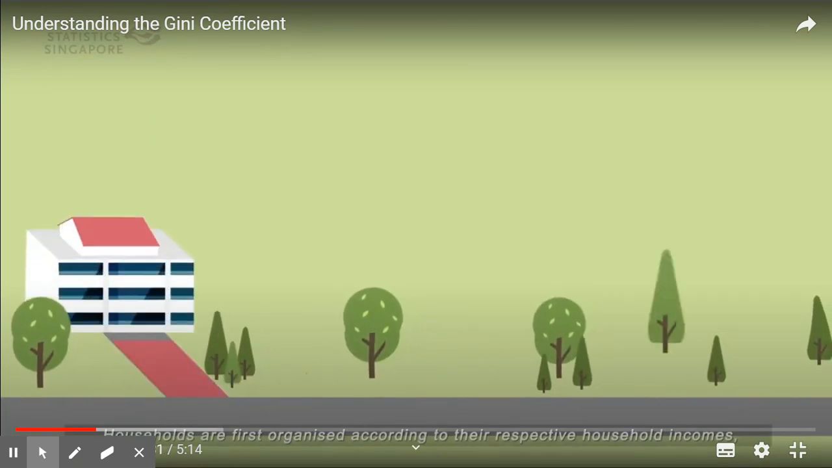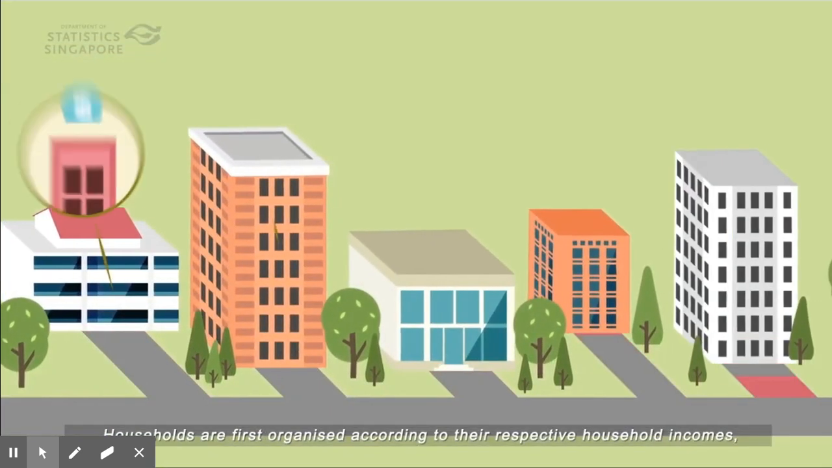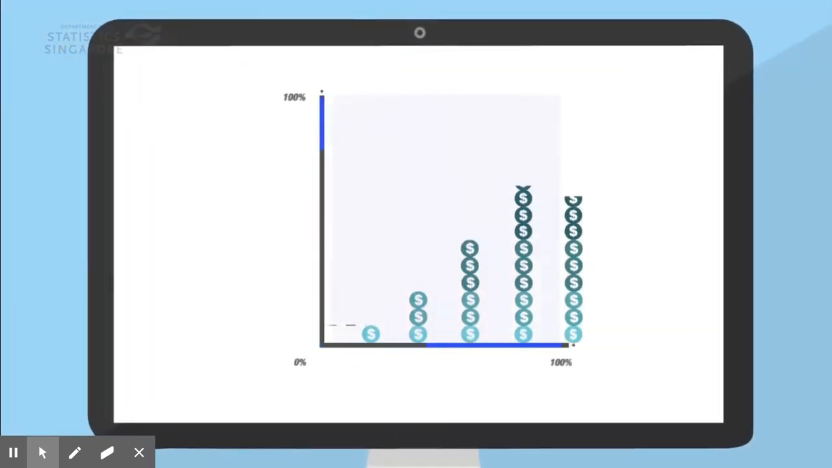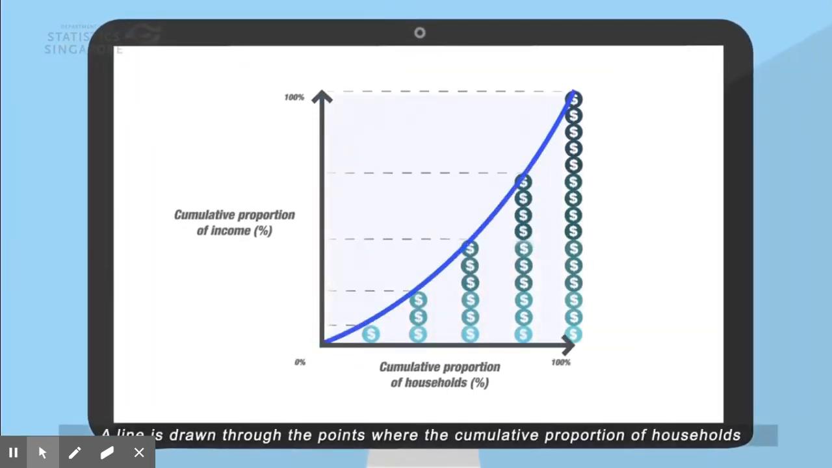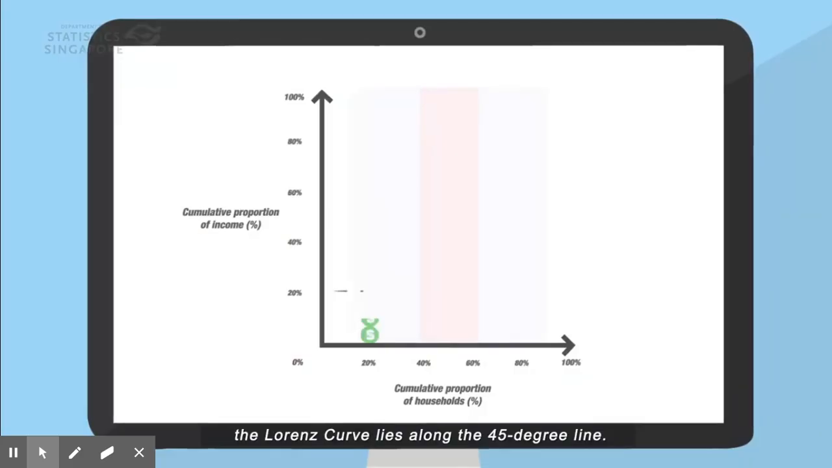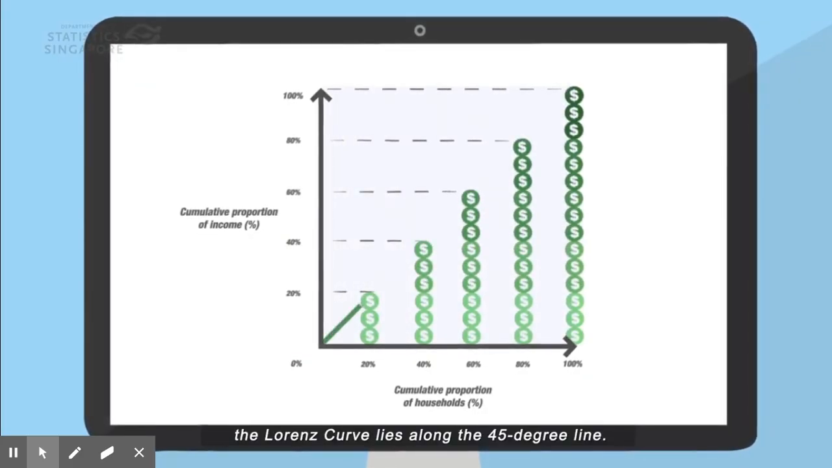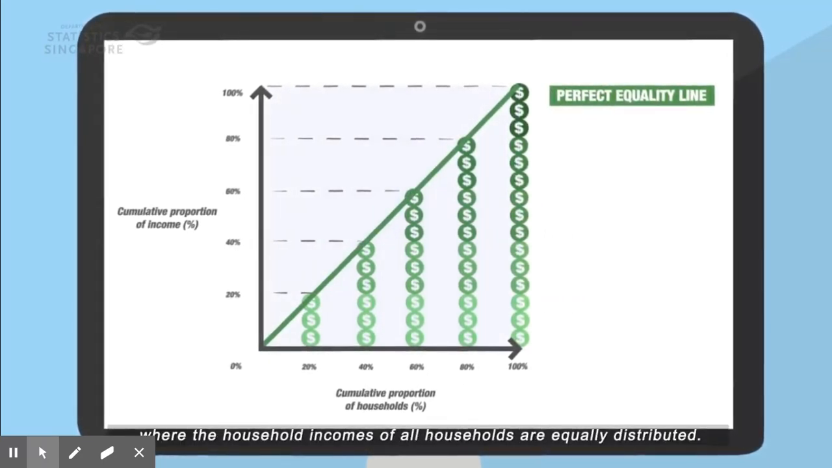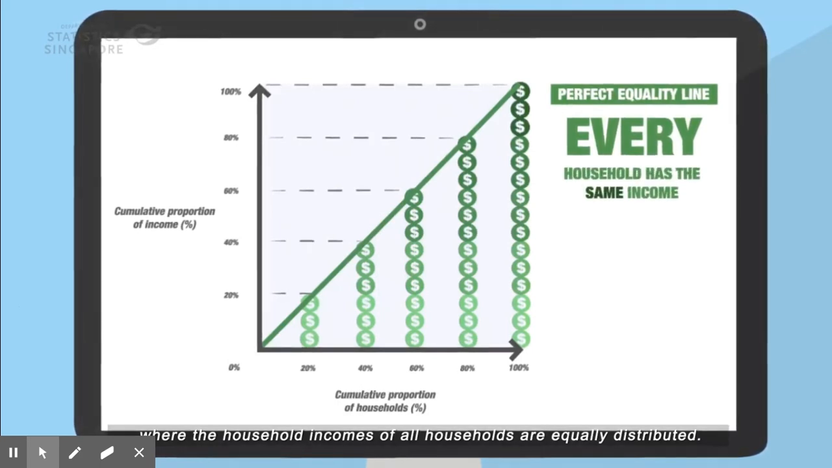Households are first organized according to their respective household incomes, from the lowest to the highest. A line is drawn through the points where the cumulative proportion of households is plotted against the corresponding cumulative proportion of income. This is the Lorentz curve. If every household has the same income, the Lorentz curve lies along the 45-degree line. This is known as the perfect equality line, where the incomes of all households are equally distributed.